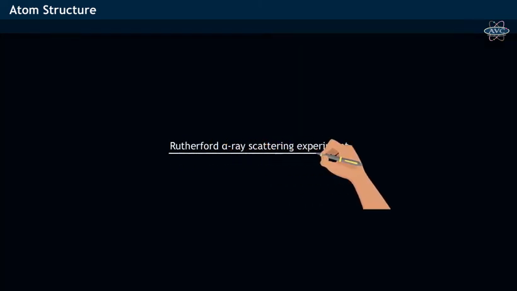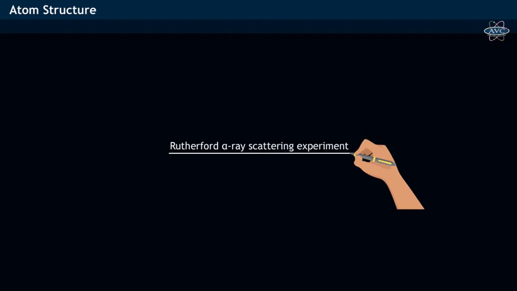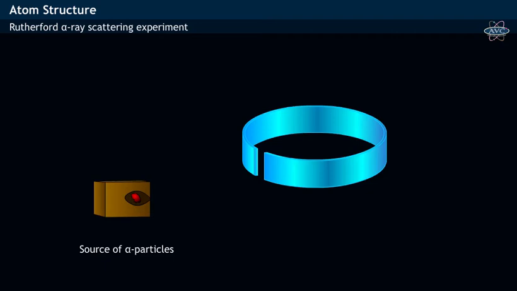Rutherford's alpha ray scattering experiment. The experimental apparatus of Rutherford consisted of a radioactive element like uranium, which is a source of alpha particles placed in a lead cage. Generally, alpha rays consist of doubly positive helium ion or He2+.